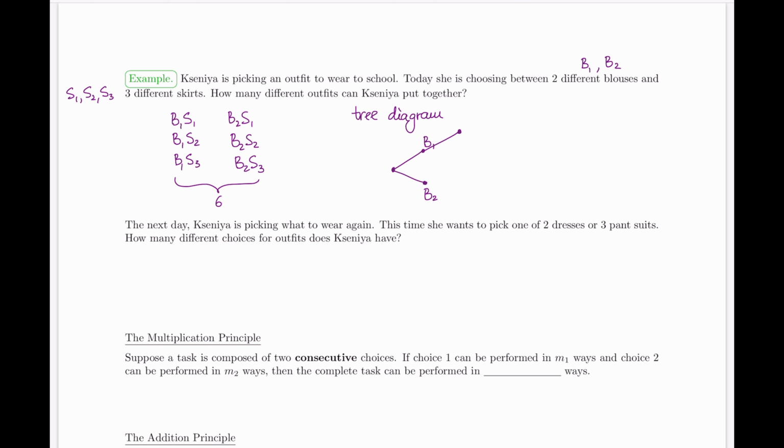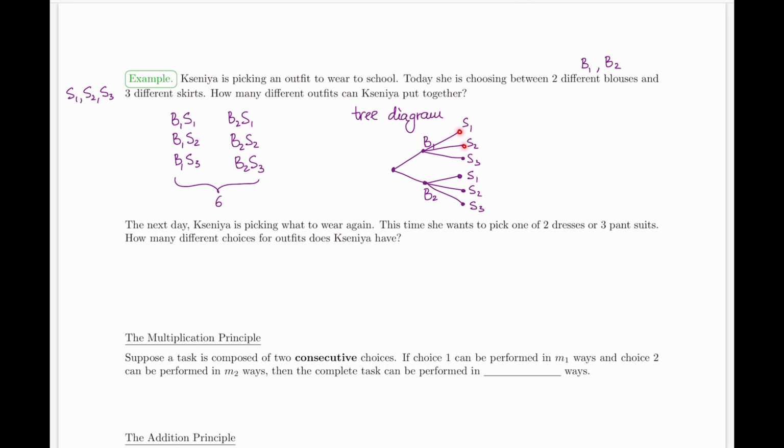And here I have 3 options for each of the 3 skirts. Skirt 1, skirt 2, skirt 3. Same for the second blouse. I have skirt 1, skirt 2, skirt 3. Now, at every endpoint here, that means that I have followed the 3 branches from the beginning. So for example, for this node, that means I've picked out skirt 1 and blouse 1. For this node, vertex, that means I've picked out skirt 3 and blouse 1, going from the beginning.